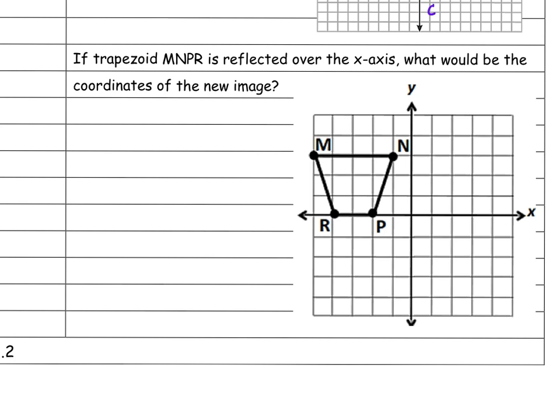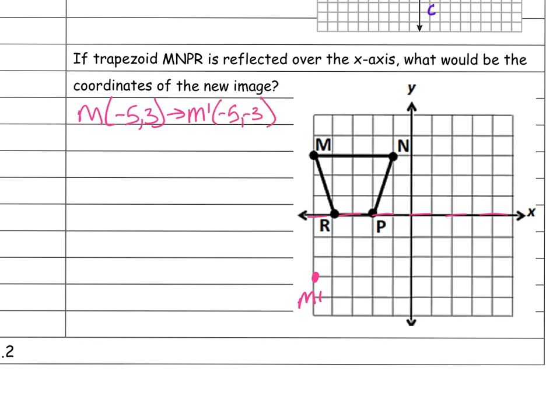So here we go. If trapezoid MNPR is reflected over the x-axis, what would be the coordinates of the new image? So it's reflected over the x-axis. So here's my x-axis. And then, what is the first one? M. Point M is at -5, 3. And it's becoming M prime. It's 3 up, so it should be 1, 2, 3 down, M prime. So that should become -5, -3.